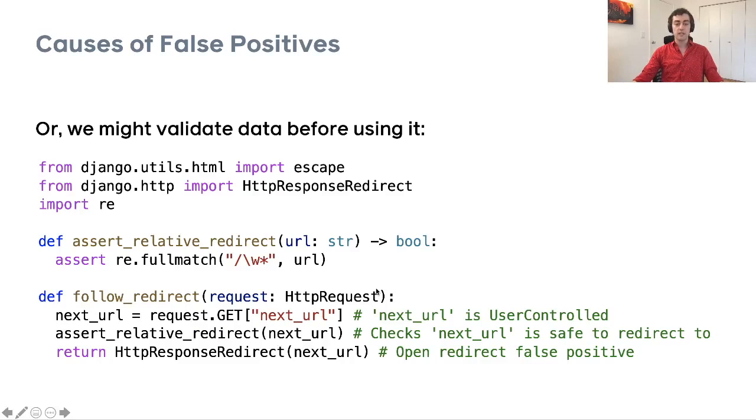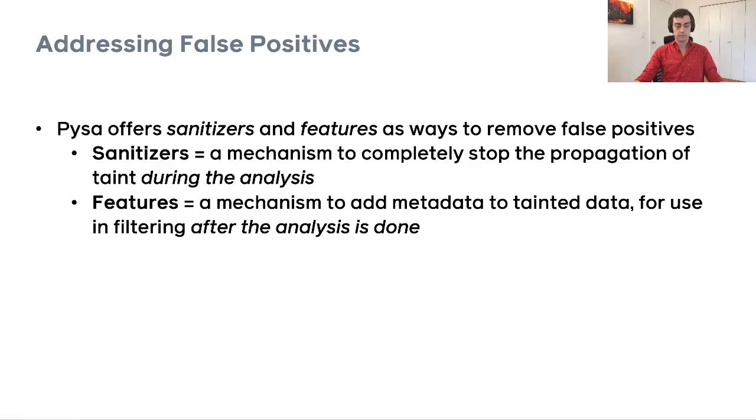Finally, we might validate data before using it. So in this example, looking at an open redirect, we have user-controlled data indicating the next URL, but then we make sure that it's a relative URL before actually doing the redirect. So in this case, we've asserted that it's valid data, and again, while the flow of user-controlled data into the redirect is truly a real data flow, it's not totally falsely identified. It's just not something that would necessarily be interesting or be considered a vulnerability.